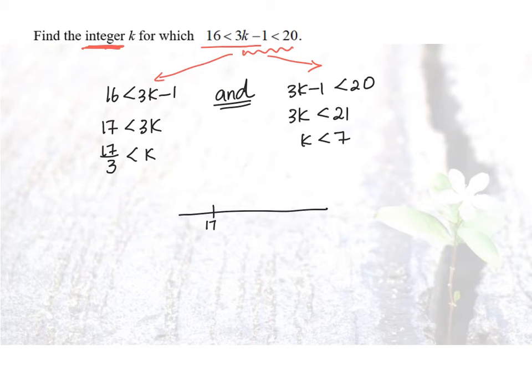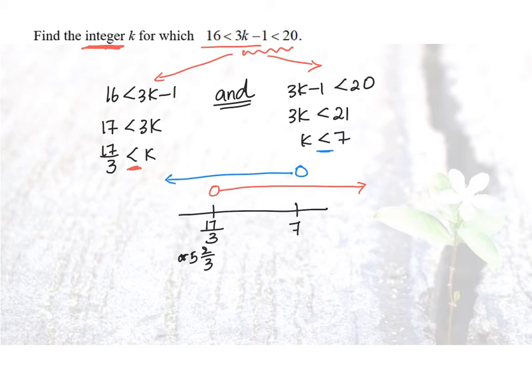I can write 17 over 3, and this number is actually 5 and 2/3. The other side will be 7. So now we are going to take a look at the value of k. k is supposed to be bigger than 17 over 3, so there's no equal sign, so it's an empty circle towards the right. And k is smaller than 7, no equal sign, so it's an empty circle to the left.